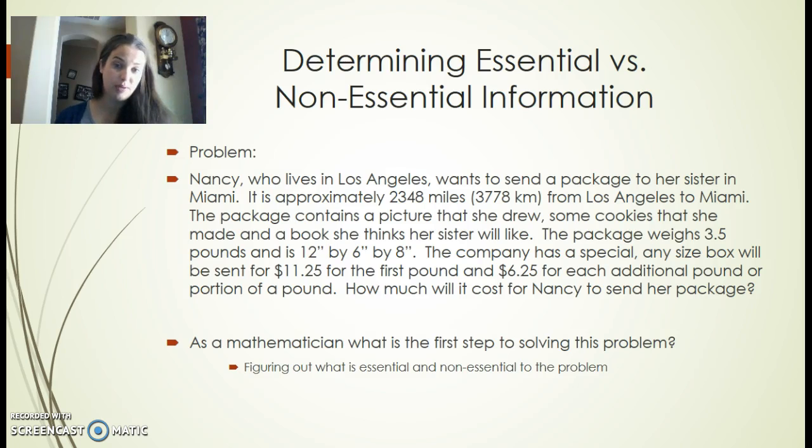The package contains a picture that she drew, some cookies that she made, and a book that she thinks her sister would like. The package weighs 3.5 pounds and is 12 inches by 6 inches by 8 inches big. The company has a special that any size box will be sent for $11.25 for the first pound and $6.25 for each additional pound or portion of a pound. How much will it cost for Nancy to send her package?